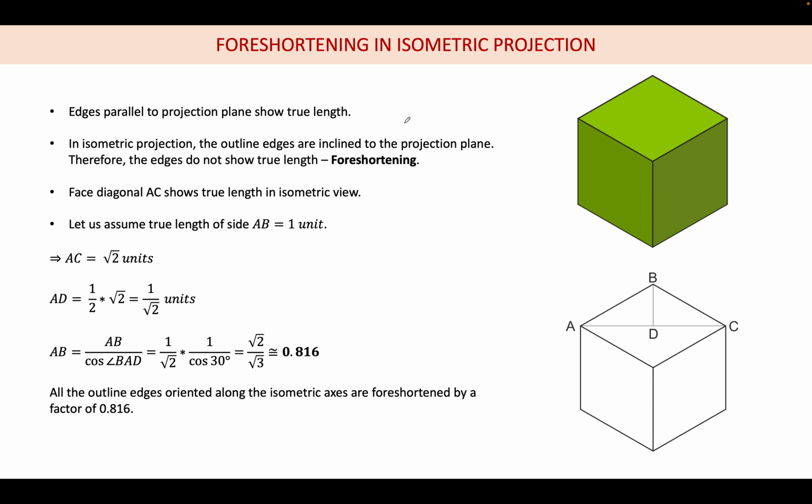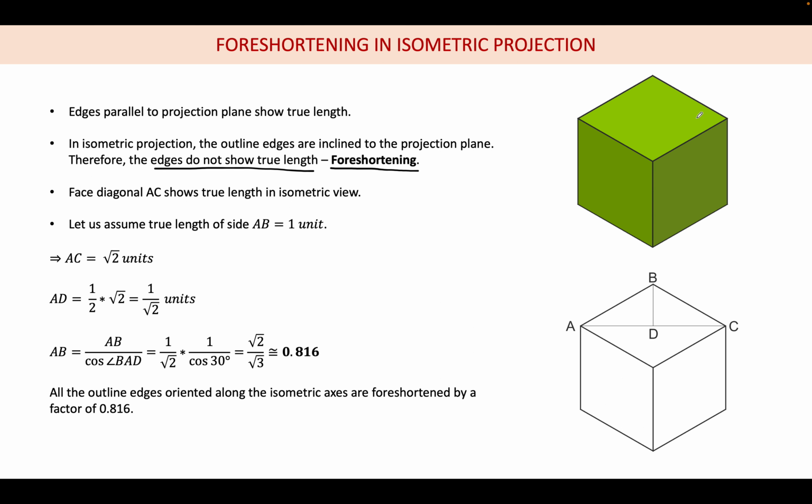Suppose I incline this pen like this, and now it is not parallel to the screen, it is inclined at an angle to the screen, because of which this 50 mm, while projecting, will be lesser, so it will be less than 50 mm. As I told you, in the isometric projection, this was previously parallel, now it is inclined, and again inclined. So none of the three edges, this edge or this edge or this edge, none of them are parallel to the screen. Because of this, the outline edges are inclined to the projection plane, therefore the edges do not show the true length. This process is called foreshortening.